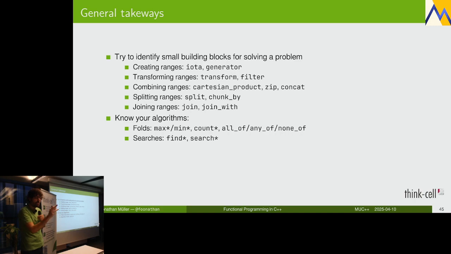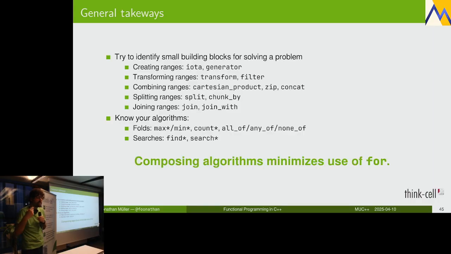So like max, min, count, and so on, they're all kind of folds, as the technical term, and then the searches. And that way, you minimize the use of for loops. We solved all of those problems without having to write any for loop ourselves. This makes it declarative, and with the execution policies, you can just have it multi-threaded just by changing one line of code. That's really nice.